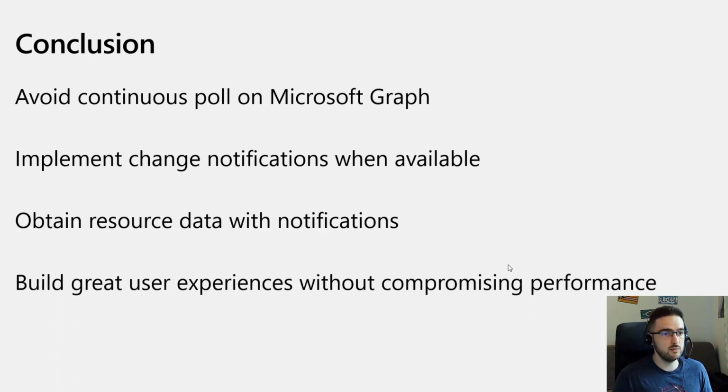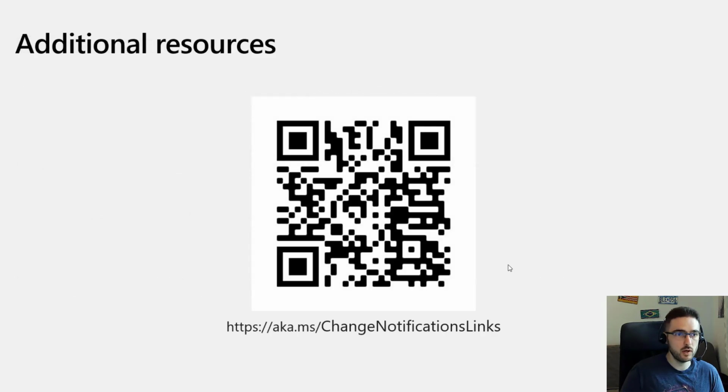And if change notifications with resource data are available, use that to obtain the resource instead of querying Microsoft Graph back whenever you get a change notification. That's going to save latency for your application. Your application is going to be more robust, and you're going to build better experiences for your users without compromising performance.